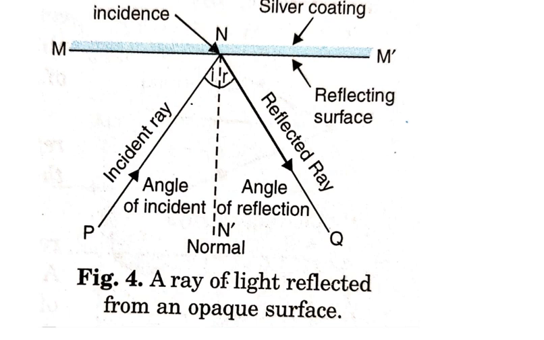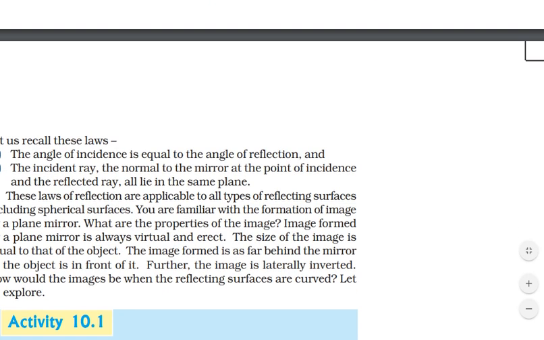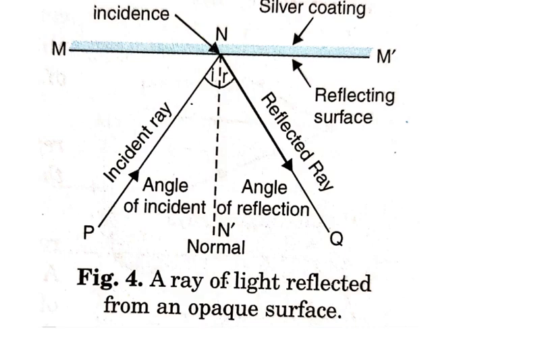So based on this phenomenon, we can write the laws of reflection. There are two laws of reflection you have to learn. The angle of incidence is equal to the angle of reflection, and the incident ray, the normal to the mirror at the point of incidence, and the reflected ray all lie in the same plane. In the picture you can see that the angle of incidence and the angle of reflection are both equal.